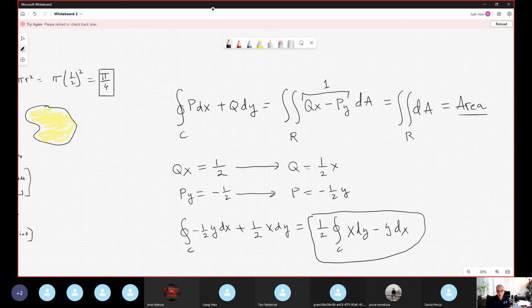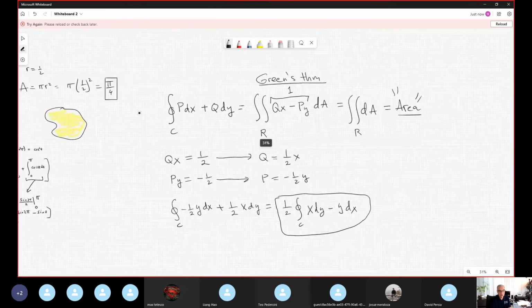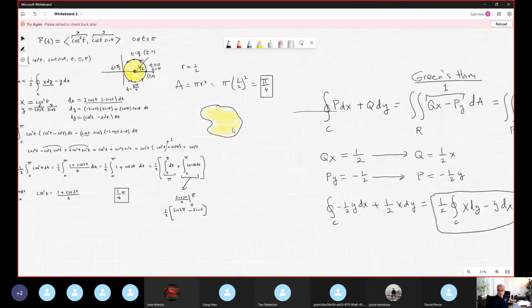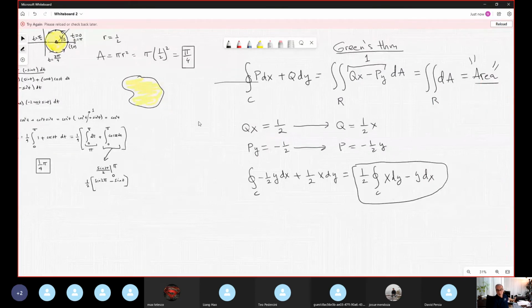To compute area using Green's theorem. Cool? Cool. That is the formula that I used at the beginning. Let me see if I did well or not. Oh yes, x dy minus y dx. x dy minus y dx. Okay?